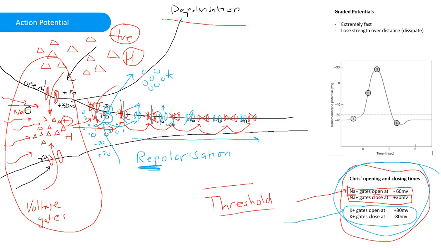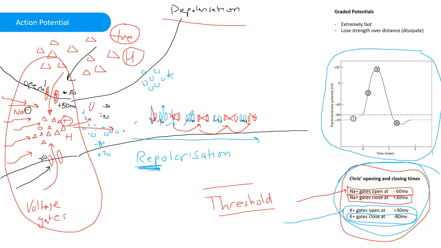One further note is that the potassium gates close at minus 80. So actually it becomes minus 80 before the potassium gates close, and more potassium is let out. I just want to explain that using this graph that you can see on the right hand side. I'll delete some of this so you can see it a little more clearly.